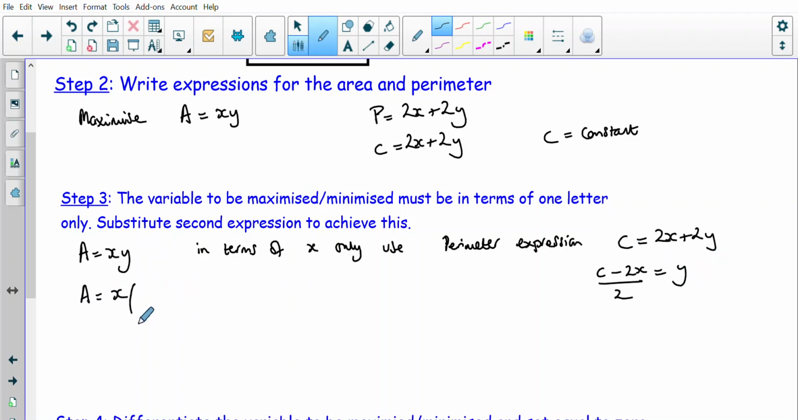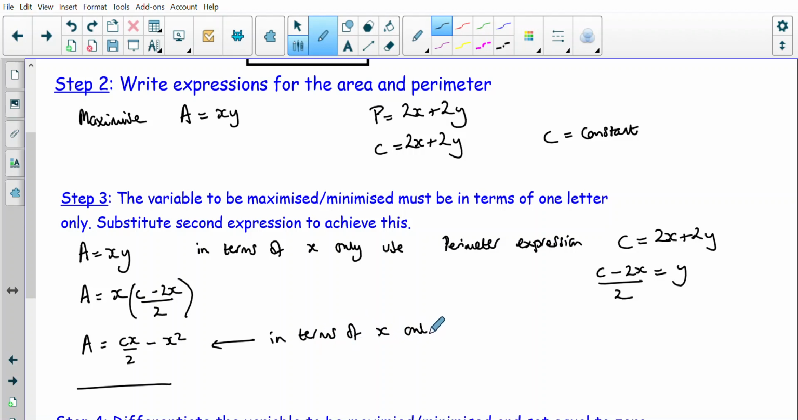So I've got x times (c minus 2x) over 2, and if we just expand that bracket and simplify, I'm going to get cx over 2, and I've put the c in front of the x because remember c is just a number and we need to realise that when we differentiate, minus x squared. So there's my expression for area in terms of x only, so that I can now differentiate it.